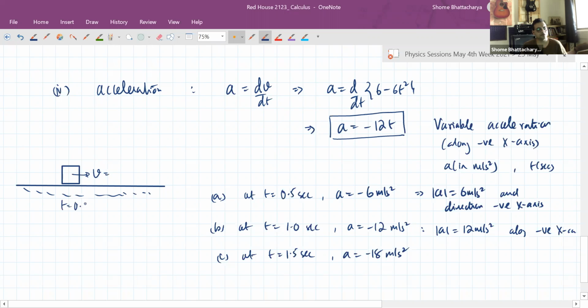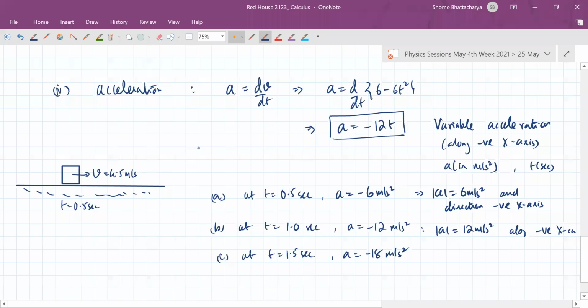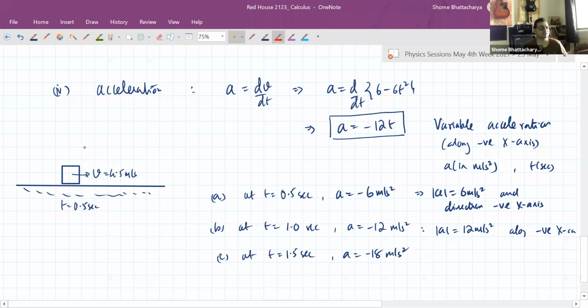So at t equal to 0.5 seconds, we saw its velocity was 4.5 meters per second along this direction, but its acceleration is negative. The magnitude of acceleration is 6 meters per second square. So that means something must be pushing it like this. There must be some opposing force, like maybe there's friction or somebody applying a force like this. Understood this now?